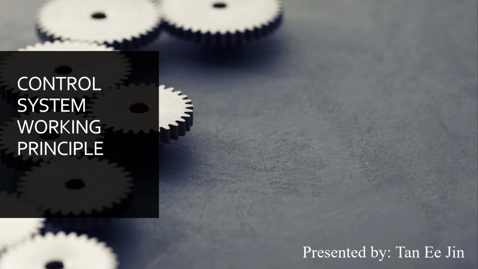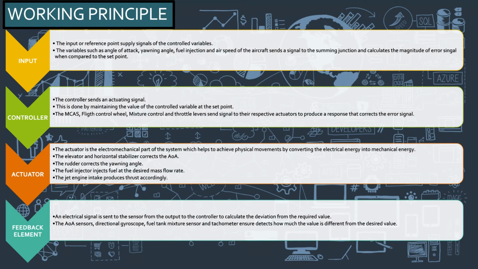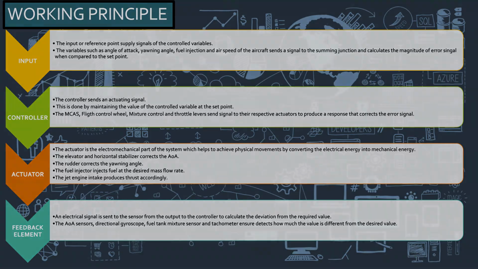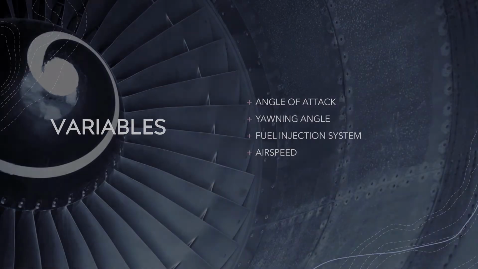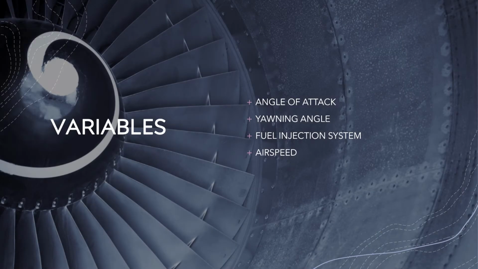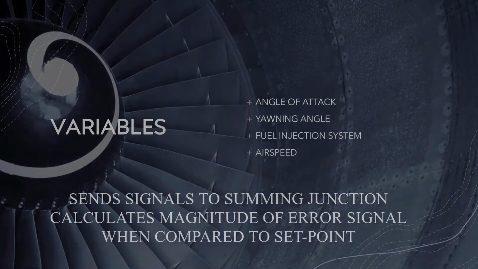Control system working principle. The working principle mainly consists of 4 main elements: input, controller, actuator, and feedback element. For input, the input or reference point supplies signals of the control variables. Variables such as angle of attack, yawing angle, fuel injection, and airspeed of the aircraft send signals to the summing junction, which calculates the magnitude of error signals when compared to the set point.